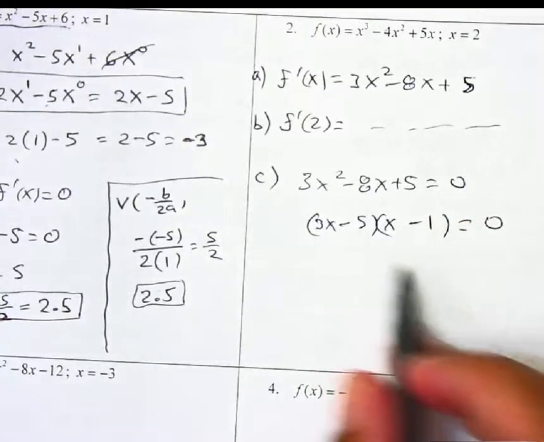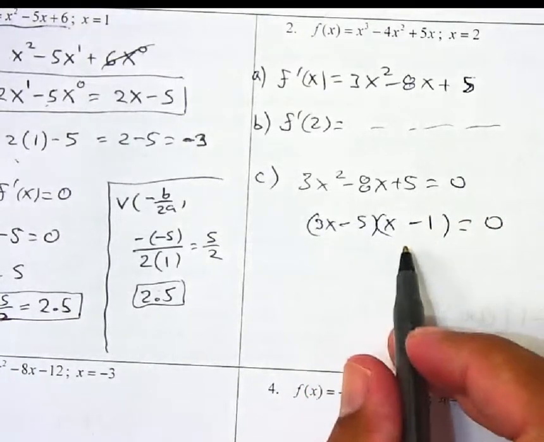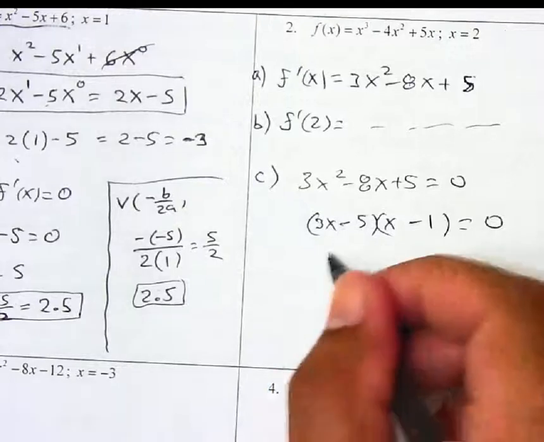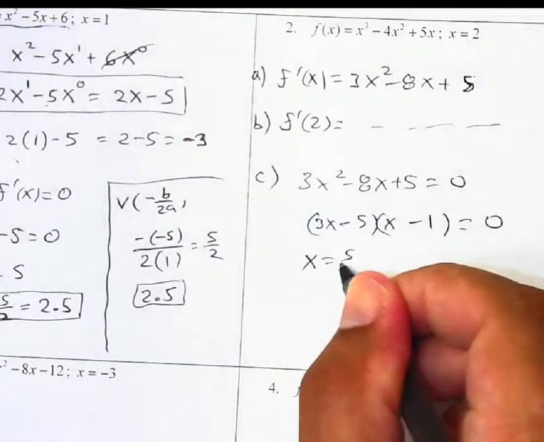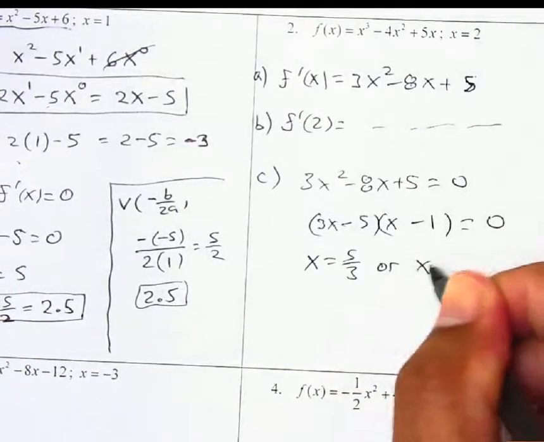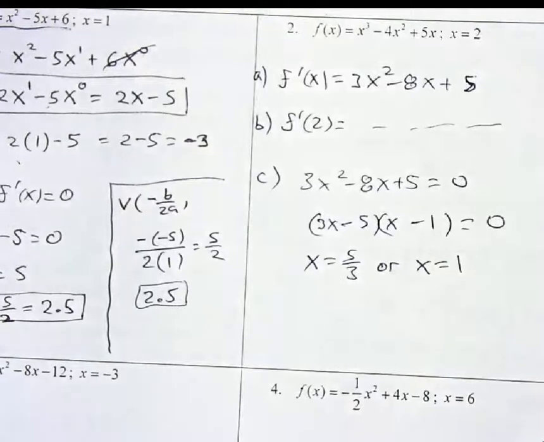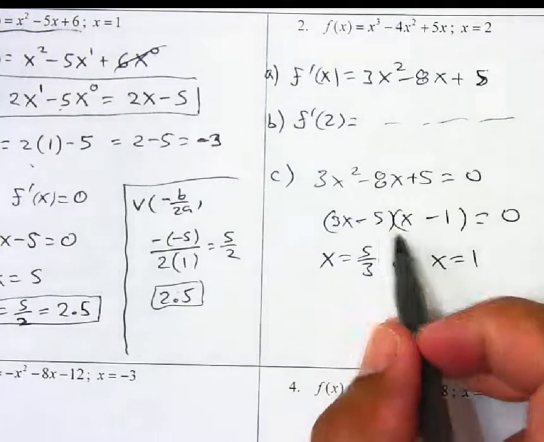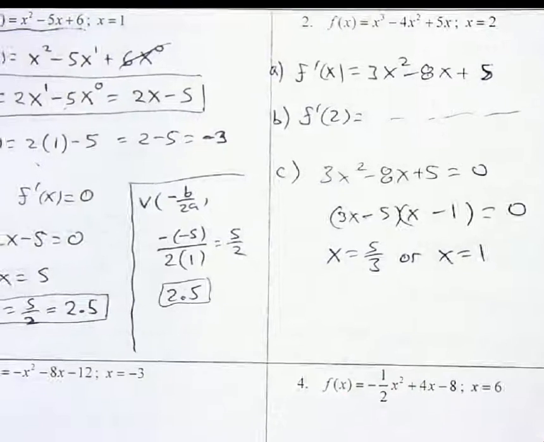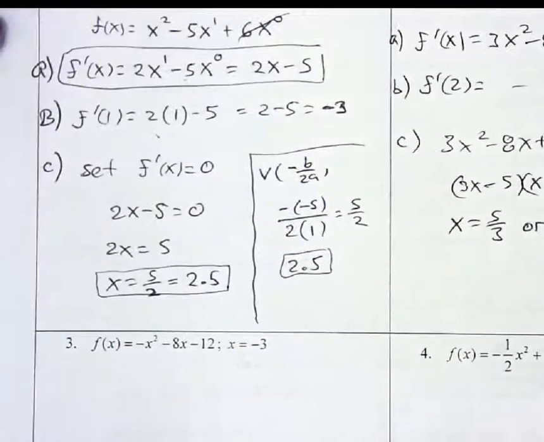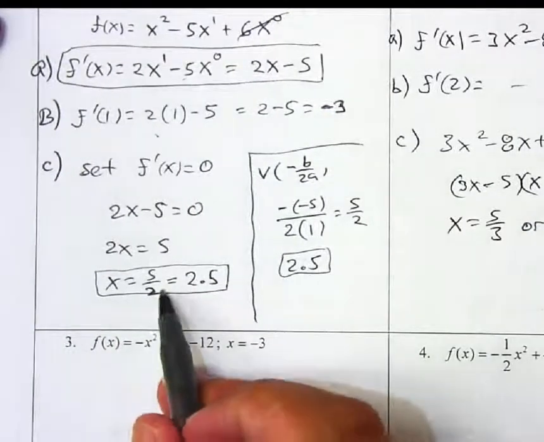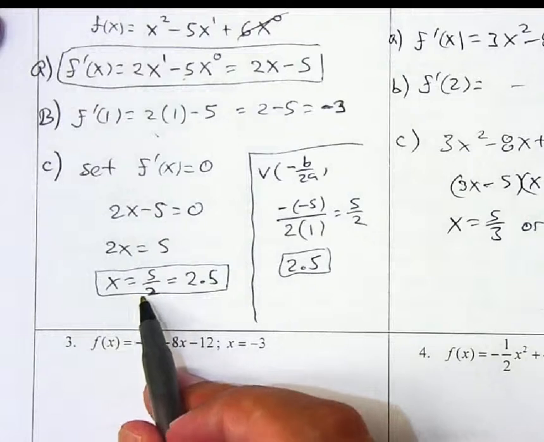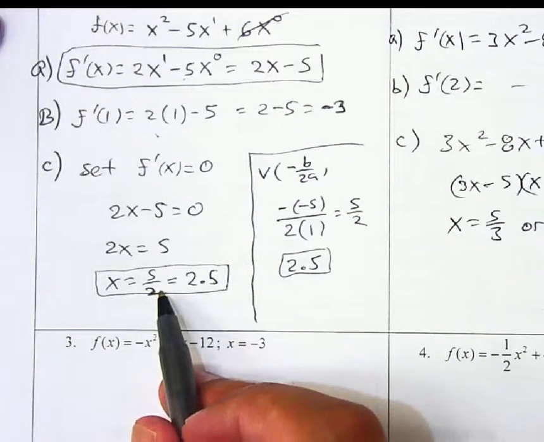Okay, I believe that's the right factorization. The right factors are going to give x equal to 5 over 3 or x equal to 1. Okay, so sometimes you do get multiple solutions. All right. Okay, so this is the procedure for finding the x value that gives us the highest point.